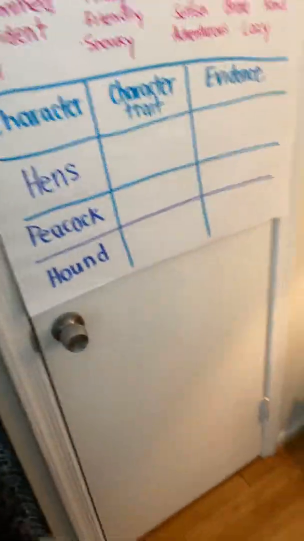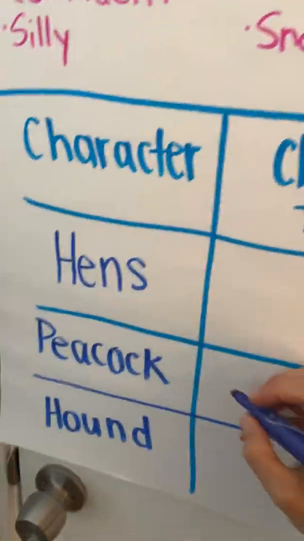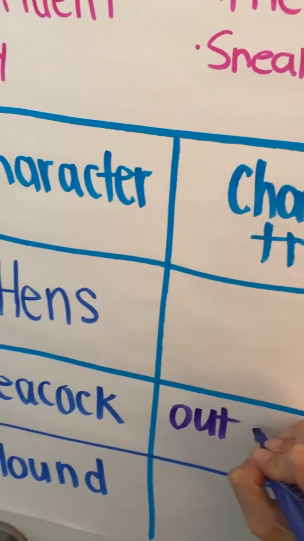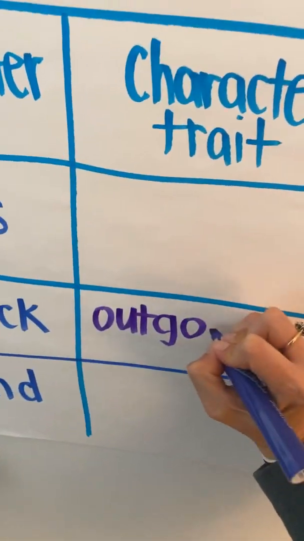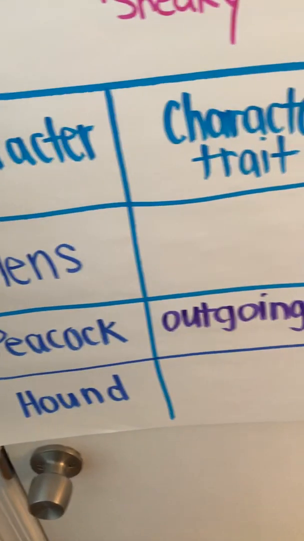So I am going to add bold. I'm going to add bold or outgoing. I think I like outgoing better. So by peacock, I'm going to put the character trait for him is outgoing, because I just really think that matches him more. So right now we have his trait, and we're going to put his evidence in there in a little bit. So let's continue reading.